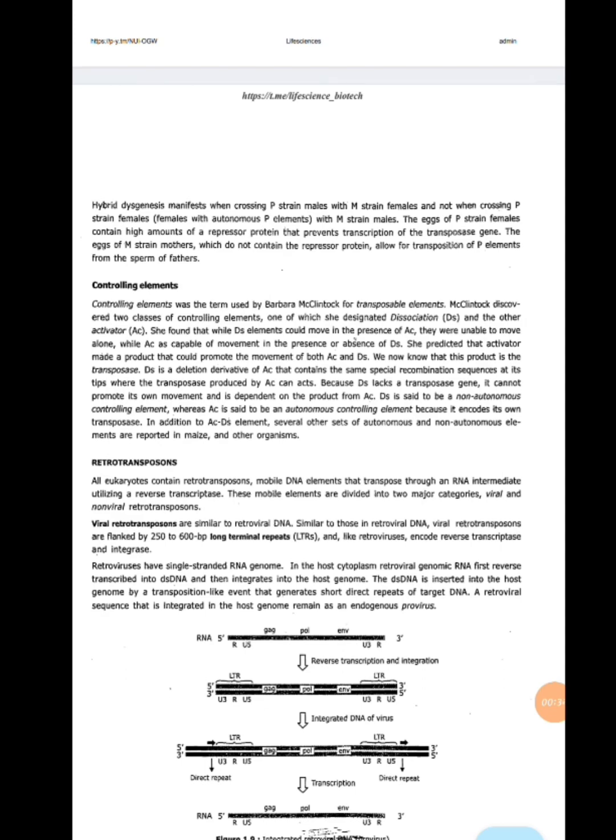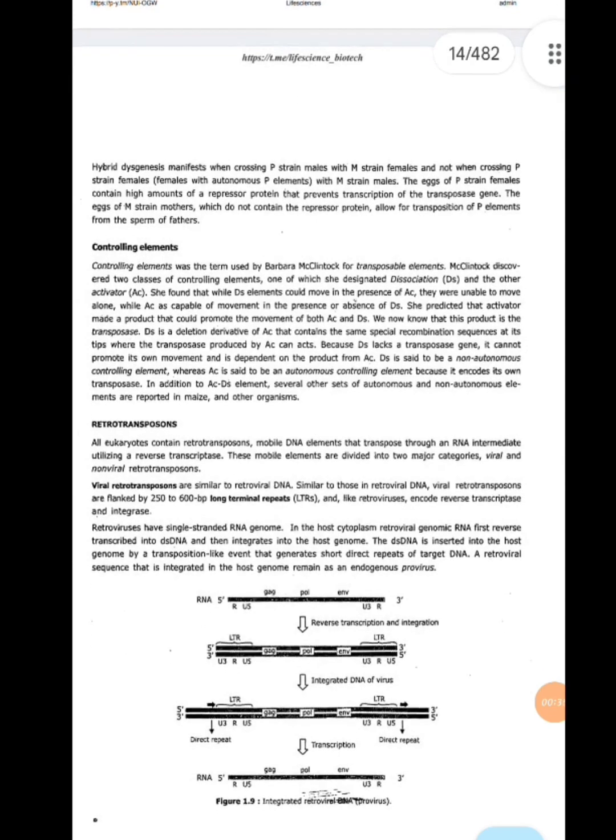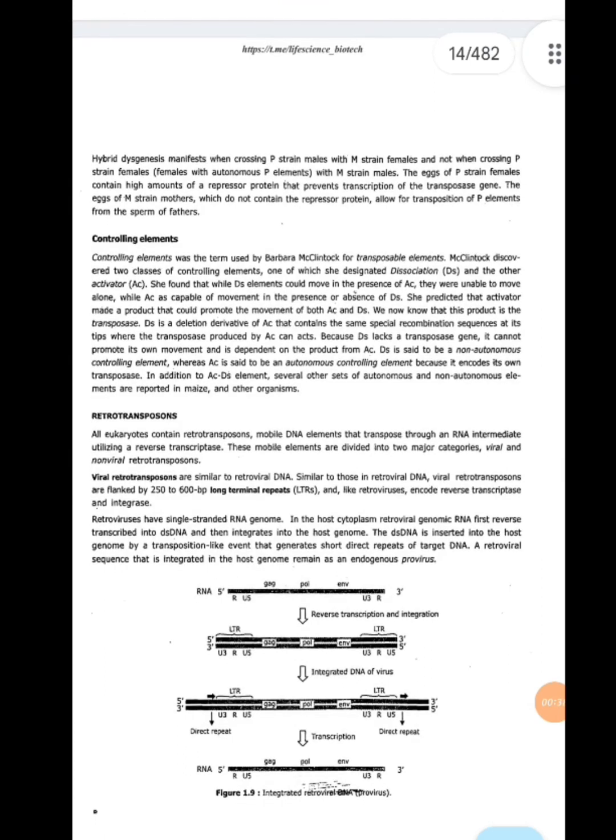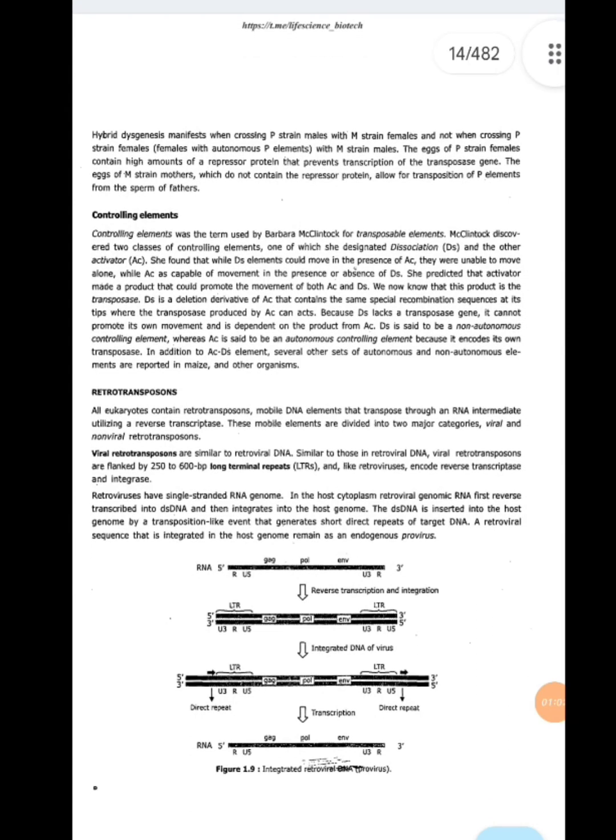AC is for activator and DS for dissociation. She found that the DS elements could move in the presence of AC, but were unable to move alone. DS can move in the presence of AC, but AC is capable of moving alone. So this product is transposase.